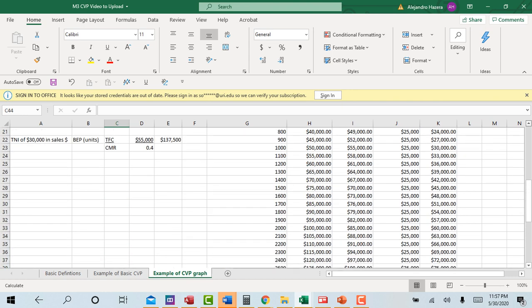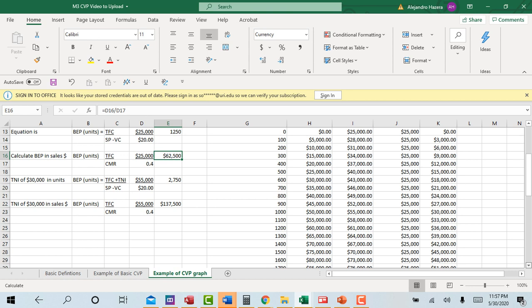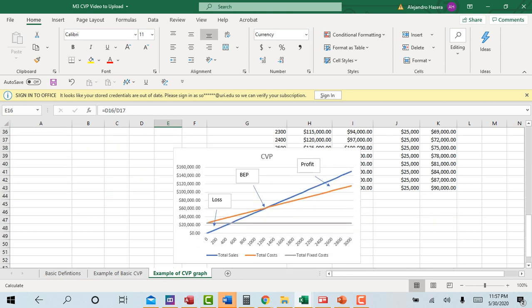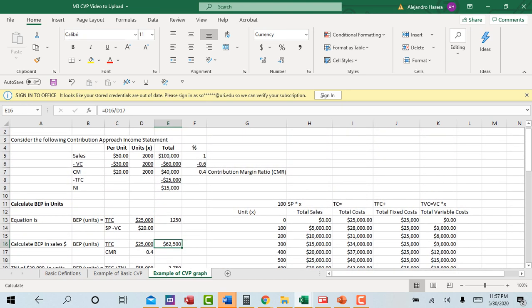Now let's see. We have calculated here that our break-even point is 1,250 units. And in dollars, the break-even point is 62,500. And if you go down to the graph, that looks about right. You got 1,250 and it's over 60, about 6,250. So that break-even point looks exactly right. And keep in mind the 1,250, that's the number you want to keep in mind here. Remember, our break-even point at 25,000 fixed cost that you have to cover is 1,250 units and 62,500.